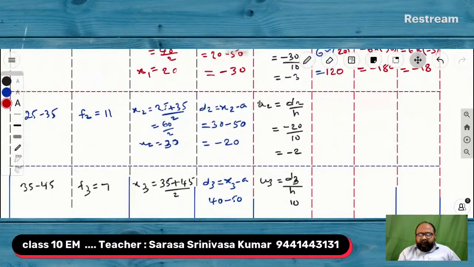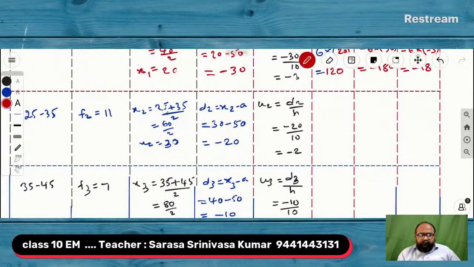Now we consider F2 X2. F2 X2 equal to, what is F2? 11. 11 multiplied by X2, it is 30. So this is equal to 330.